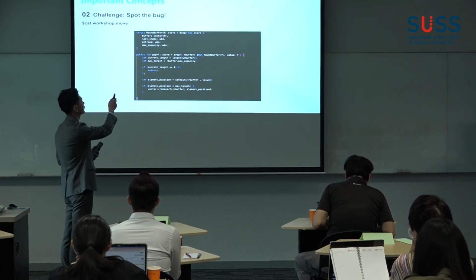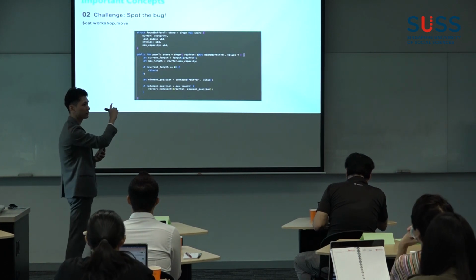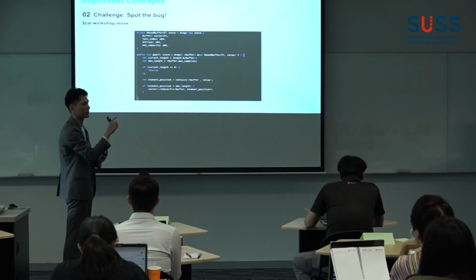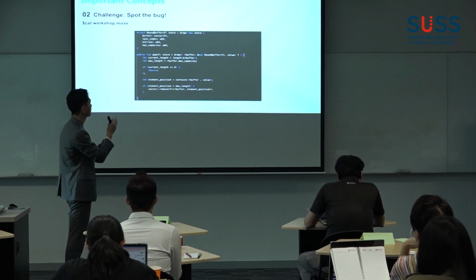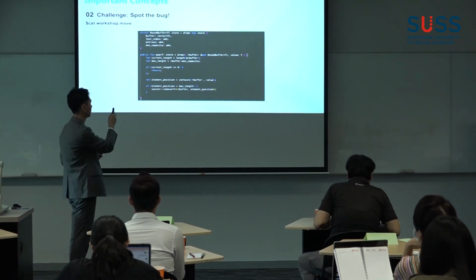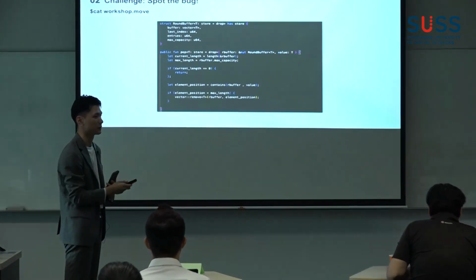Yeah, but this is a function pop. This is not the full picture of the code. The pop function is just trying to remove an element from this buffer. So basically, it has to be a length that's bigger than zero.